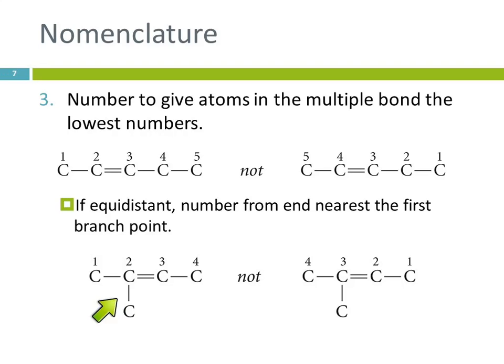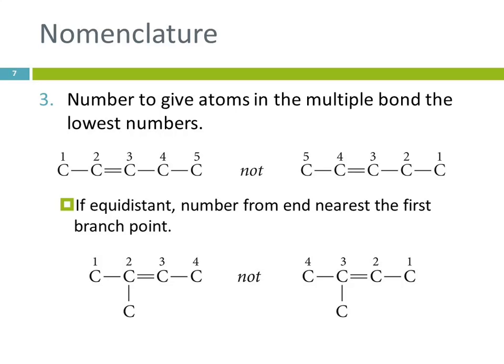If there's a branch, like on this one, just looking at the carbon backbone, we could number from left to right. The first carbon of the double bond is carbon 2. And if we number it the other way, the first carbon of the double bond is number 2. And so either way is fine in terms of giving the double bond the lowest number. But then we have this methyl group. If we number from the right, the methyl group will be on carbon 3. If we number from the left, the methyl group's on carbon 2, and so this is better.